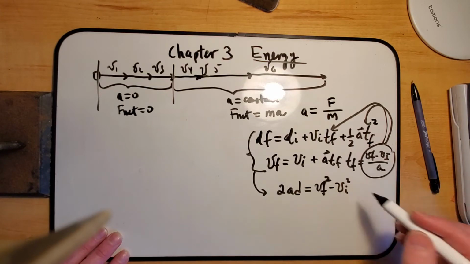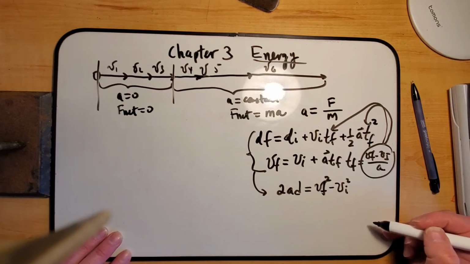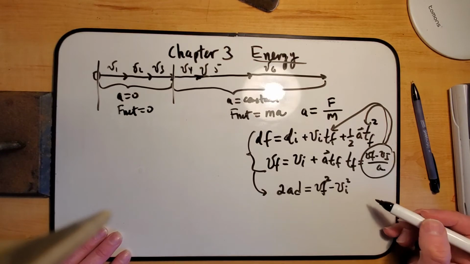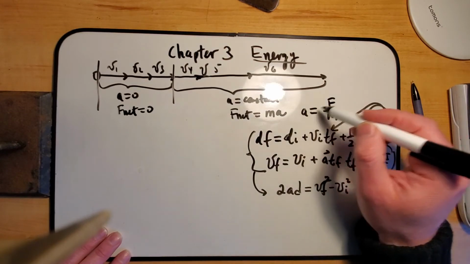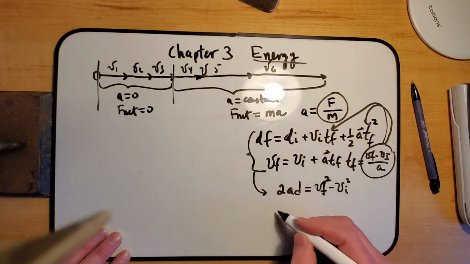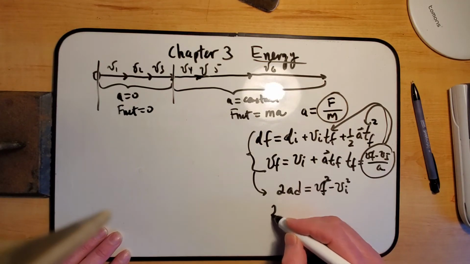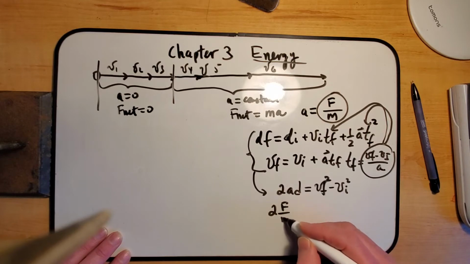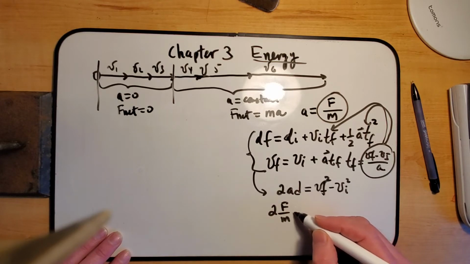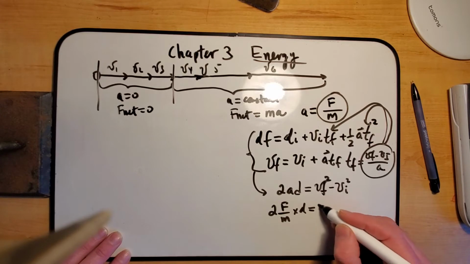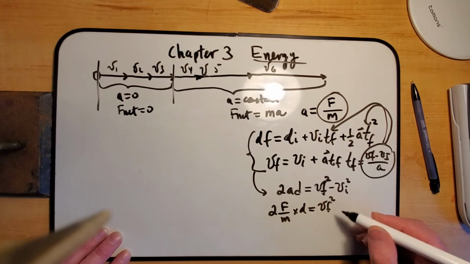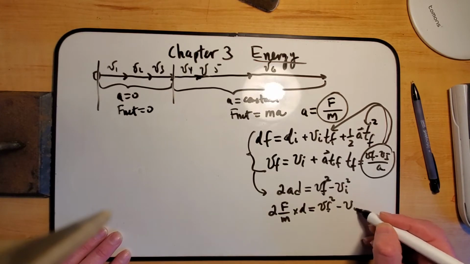So now, why is this formula important? Well, let's get to it. We know that the acceleration here is F over m. So instead of this a, I can put F over m. It's going to be 2F over m times d is equal to v final squared minus v initial squared.